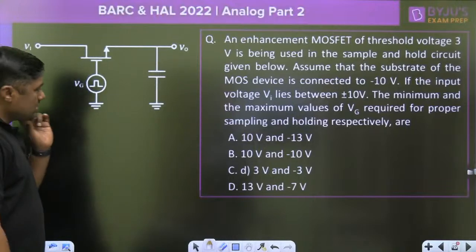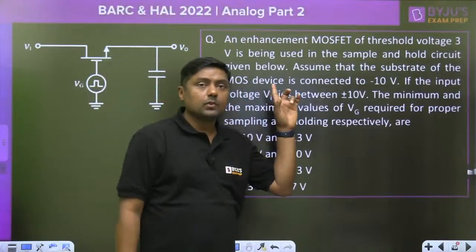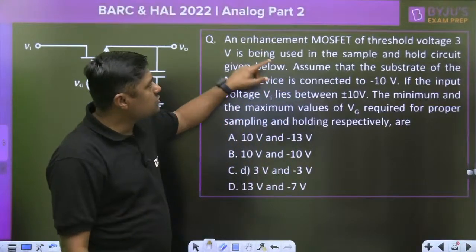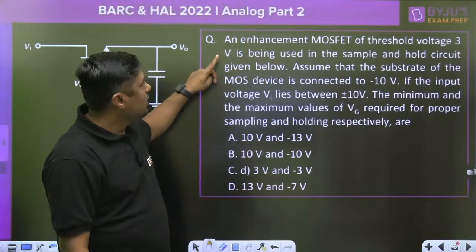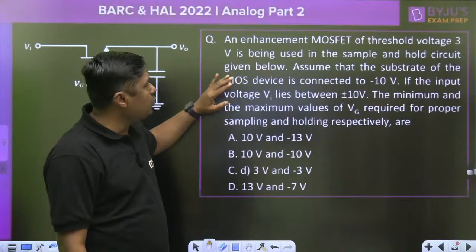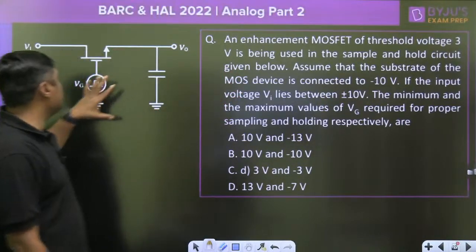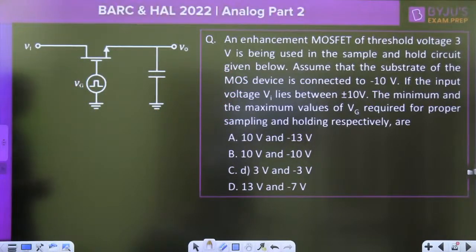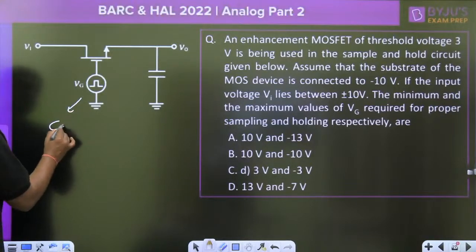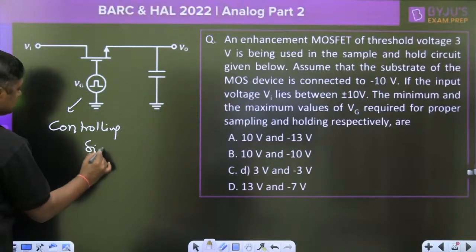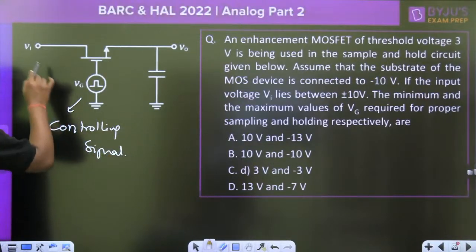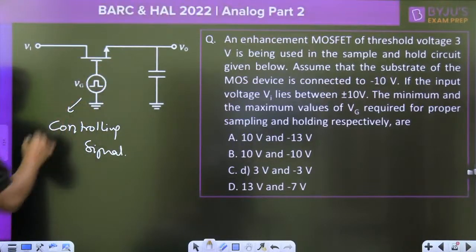Now, what is the answer for this question? An enhancement MOSFET of threshold voltage 3 volt is being used in the sample and hold circuit given below. This is the sample and hold circuit. Here we are using a controlling signal. This is the VI, this is the V0, this is the C.